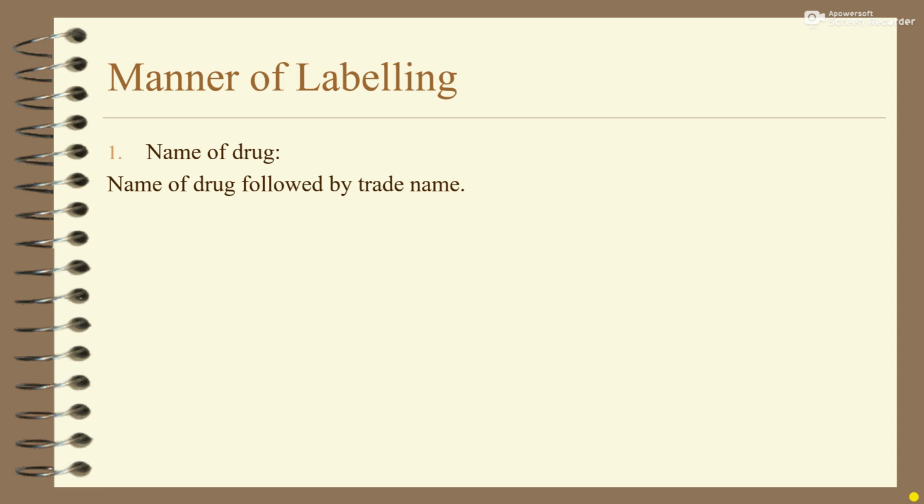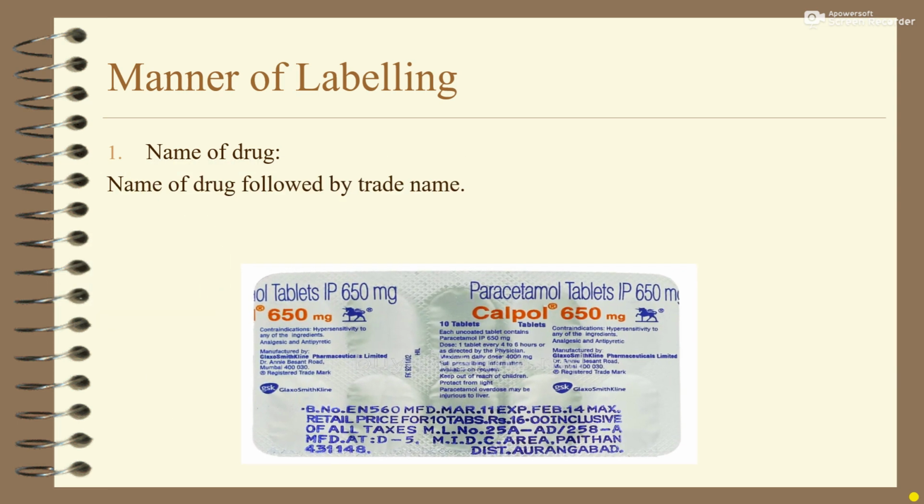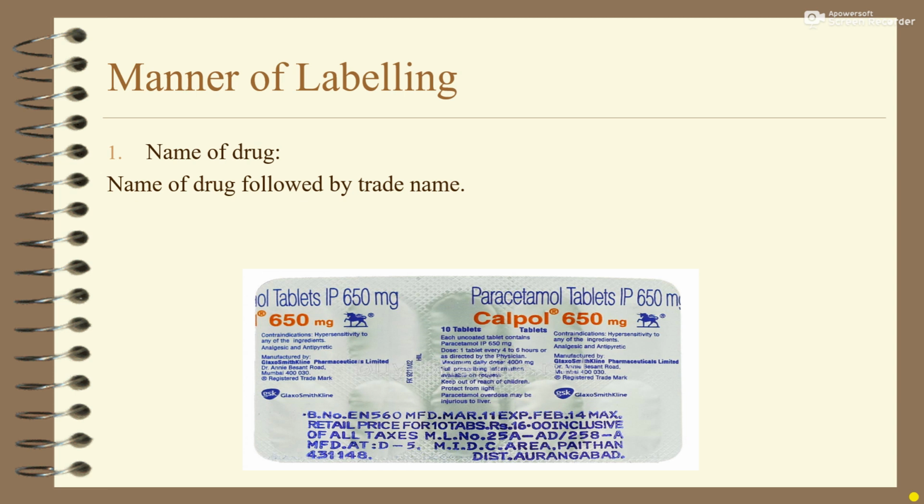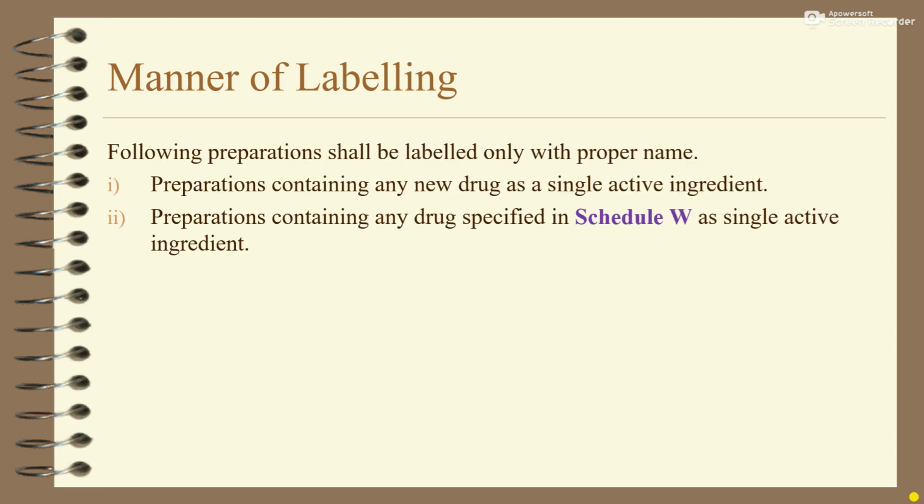First is the manner of labeling. The first point included is the name of the drug. The name of the drug should be followed by the trade name, and here is an example of Paracetamol Tablets IP, Calpol. The following preparations shall be labeled only with the proper name: preparations containing any new drug as a single active ingredient, or preparations containing any drug specified in Schedule W as a single active ingredient.